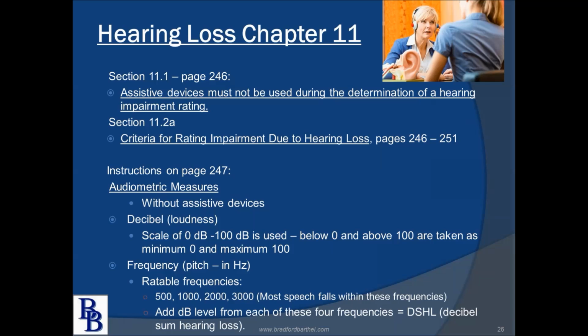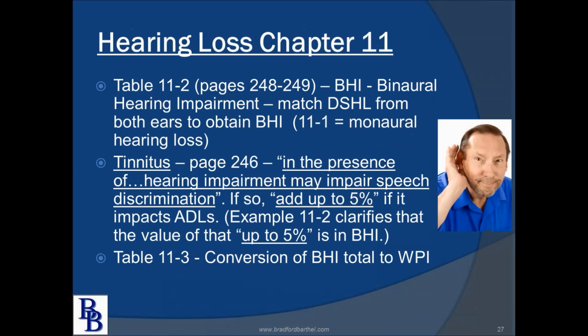Within Chapter 11 of the guides, there's a couple of typographical errors where they put decimals sum hearing loss rather than decibel. So just a typographical error, it's decibel sum hearing loss. Table 11.2 of the guides gives us binaural hearing impairment, which matches the DSHL from both ears. We also have table 11.1 gives us monaural hearing loss.